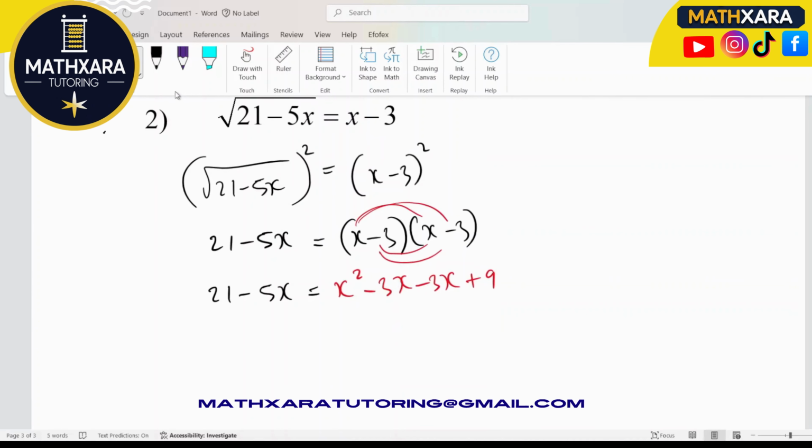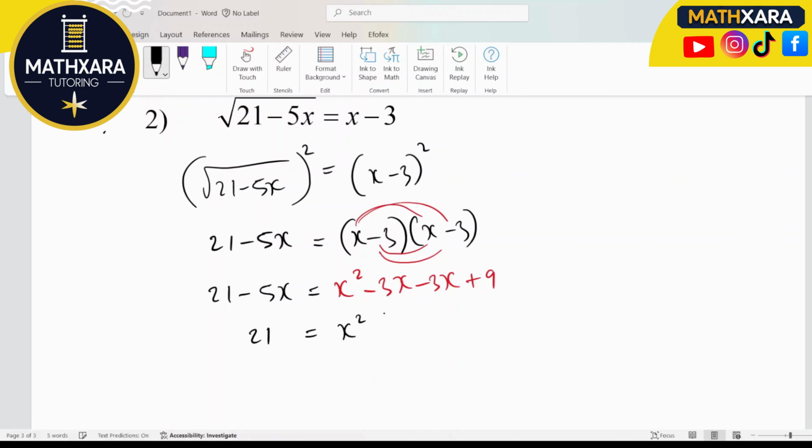From here, we will simplify by grouping the like terms. We could start by adding 5x to both sides, which would leave us with a 21 on the left side, x squared, negative 6x, which would be negative 3x minus 3x. Now we add the 5x to both sides, which gives us a positive 5x plus 9. So we basically just move this negative 5x to our right side, and we just added it.